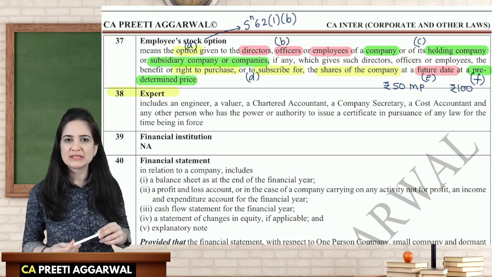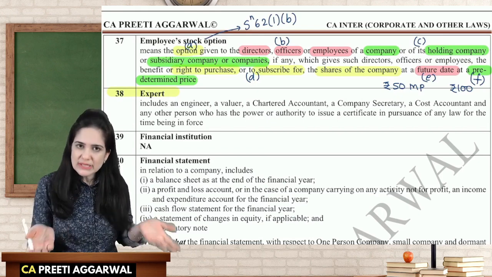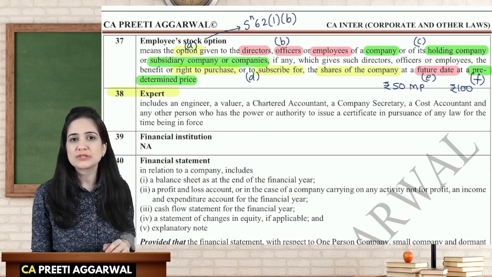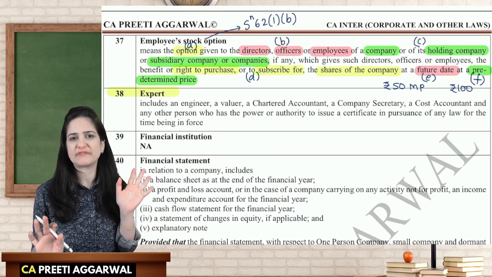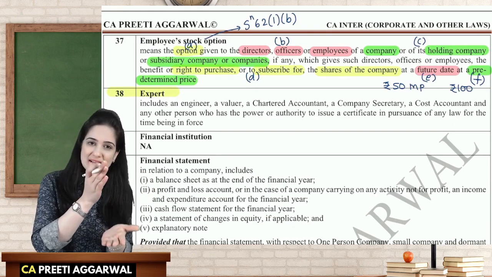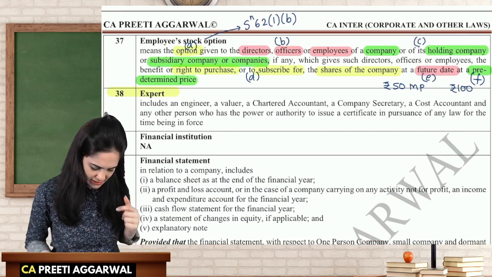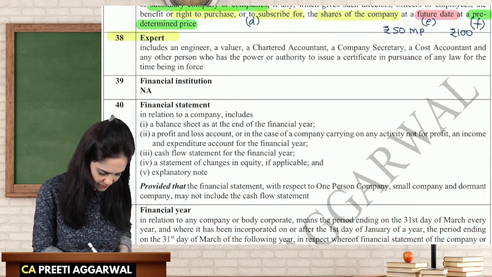In a prospectus, the opinion of an expert is included. So we need to know who is an expert. Before the 2013 Act, expert was not defined. But in the 2013 Act, they have taken the effort to define an expert. There is an easy way to remember who is included in the definition of expert.